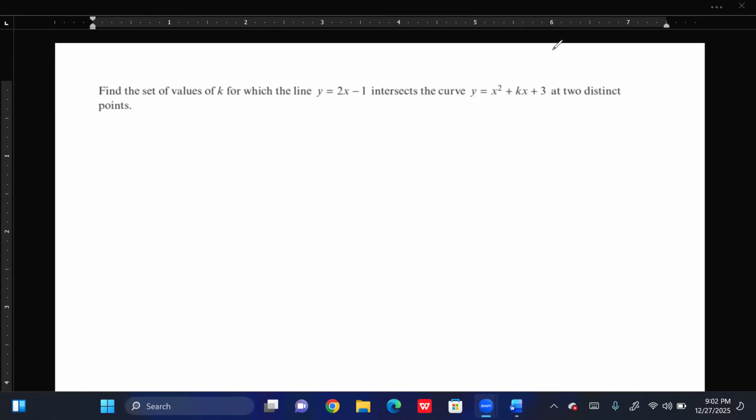Today we are going to start discussing some questions from different topics. The first topic is quadratics. Let's see what they ask in this question.